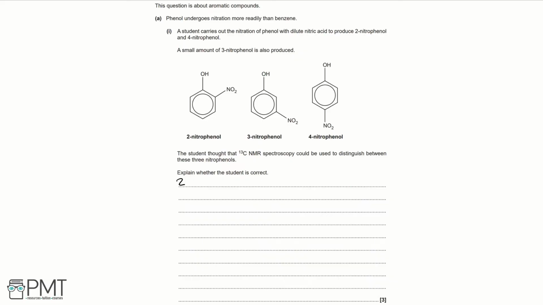Let's start by identifying the number of carbon peaks in 2 and 3 nitrophenol. So if we start with 2-nitrophenol, we've got 1, 2, 3, 4, 5, 6, because it's an unsymmetrical compound. So it's got 6 carbon peaks. And then looking at 3-nitrophenol, it's also unsymmetrical, so we've got 1, 2, 3, 4, 5, 6 peaks. So it's got 6 carbon-13 NMR peaks.